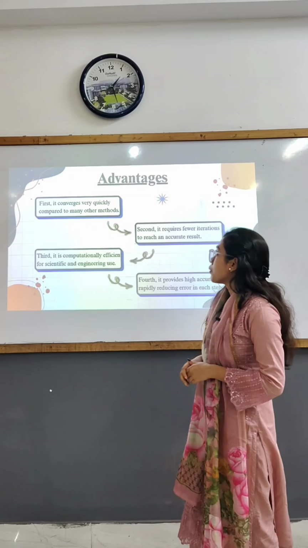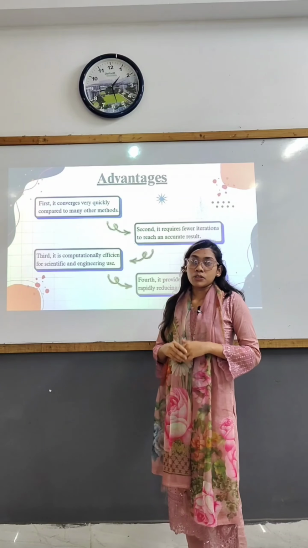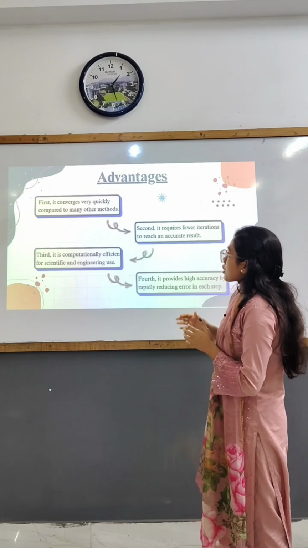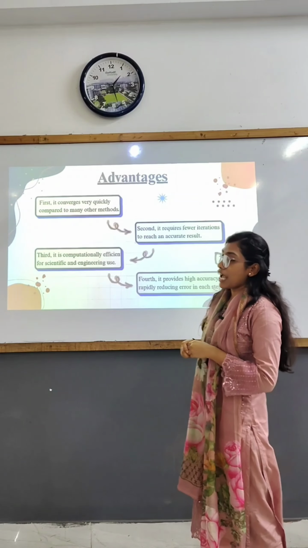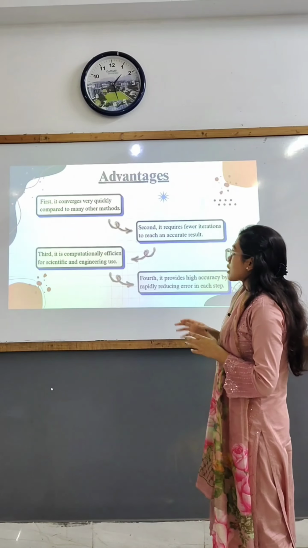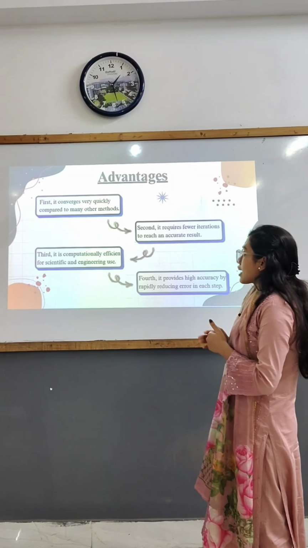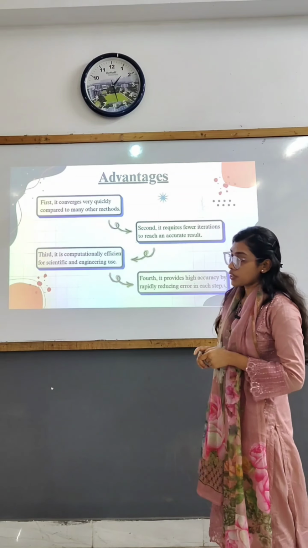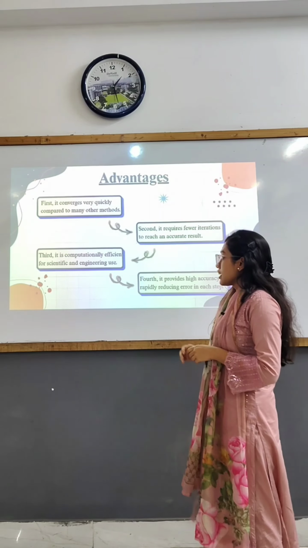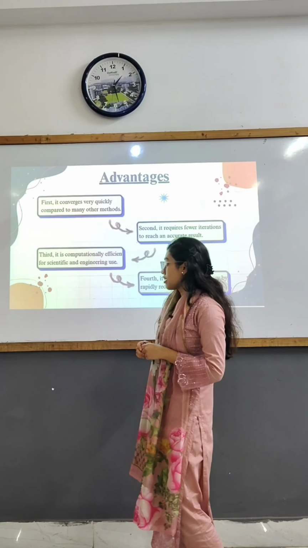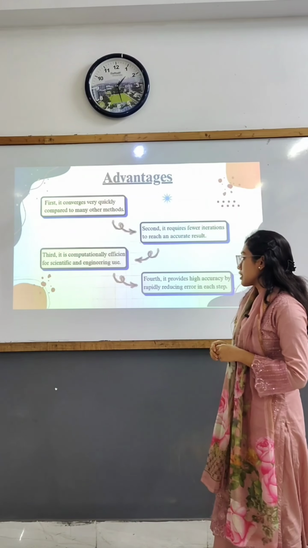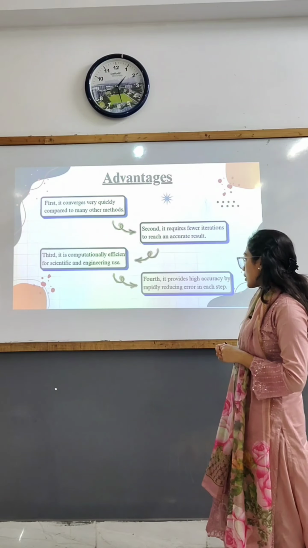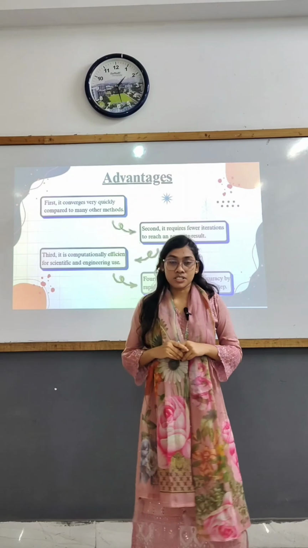This shows how Newton-Raphson method is used for rapidly approximating values. Because of its fast convergence, it has many advantages. Firstly, it converges very quickly compared to many other methods. Secondly, it requires fewer iterations to reach an accurate value. Thirdly, it is computationally efficient for scientific and engineering use. Fourthly, it provides high accuracy by rapidly reducing errors in each step.